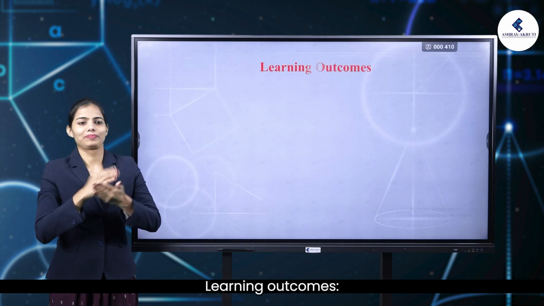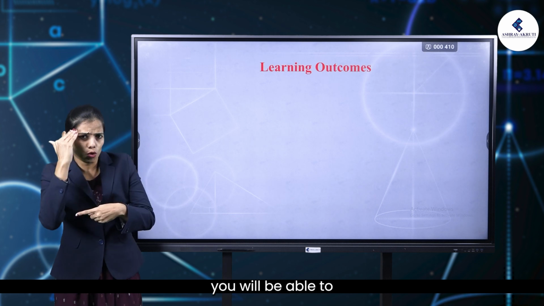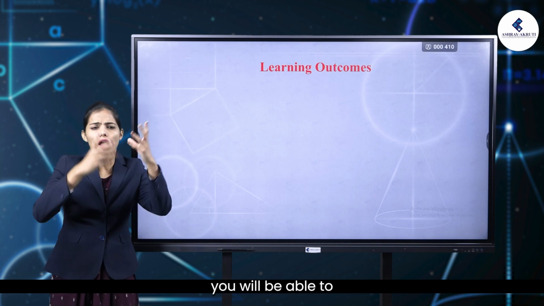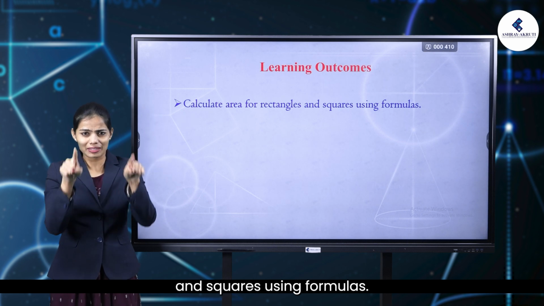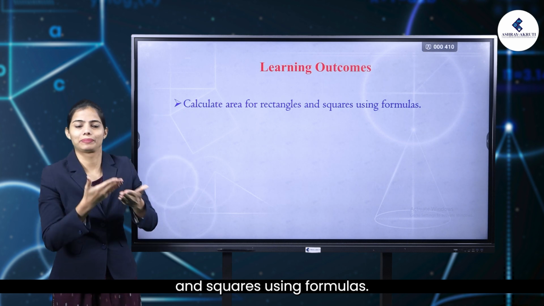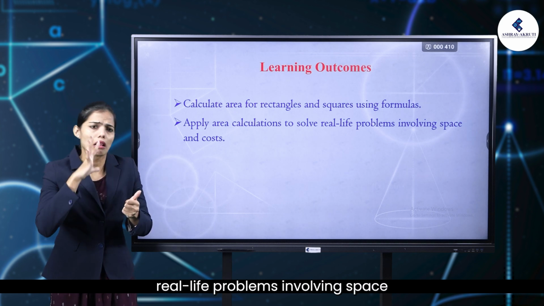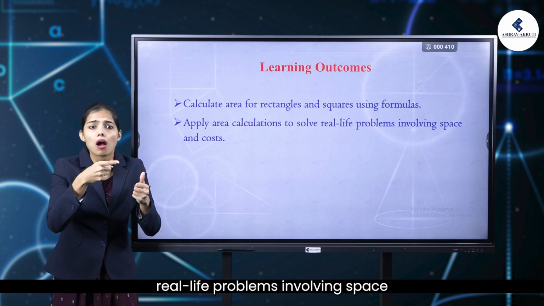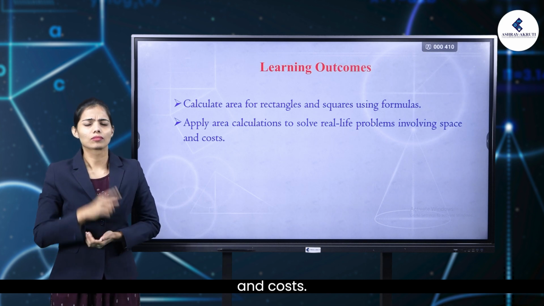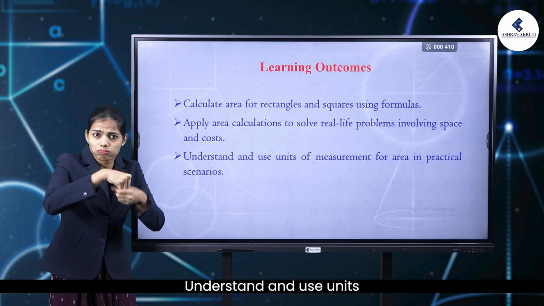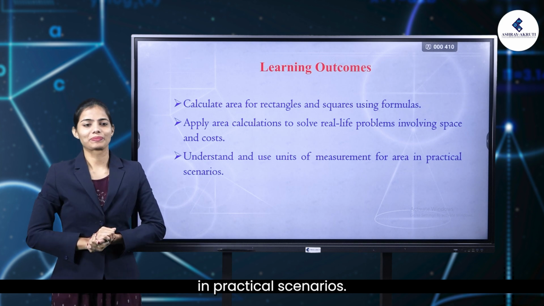Learning outcomes. After the completion of this lesson, you will be able to calculate area for rectangles and squares using formulas. Apply area calculations to solve real-life problems involving space and cost. Understand and use units of measurement for area in practical scenarios.